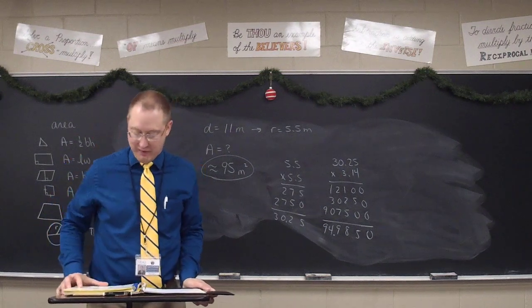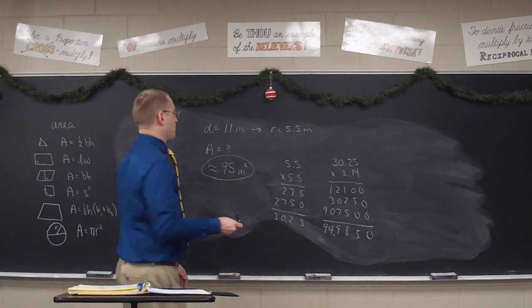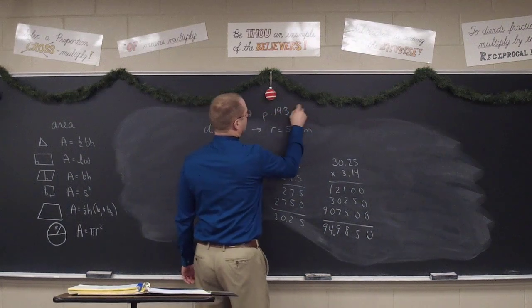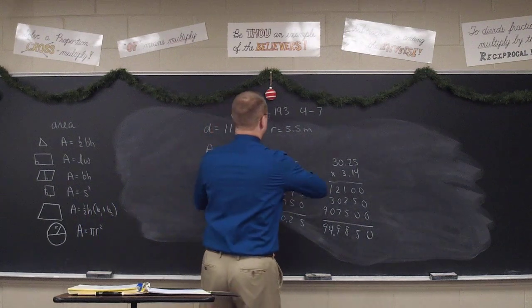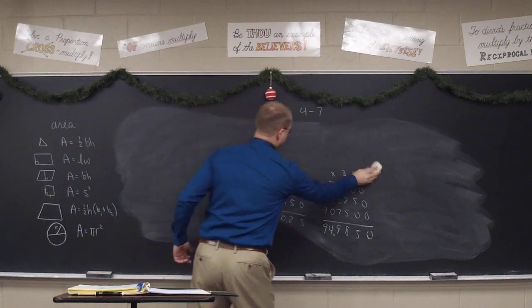Do numbers 4 through 7 on the same page. Page 193, numbers 4 through 7. Match your seats.